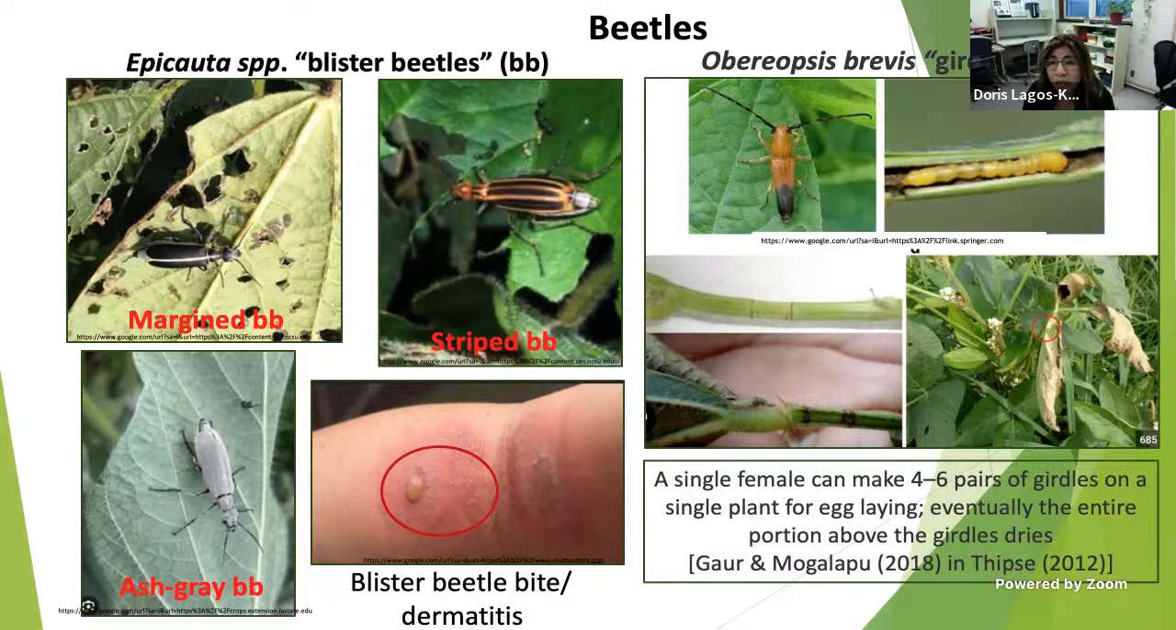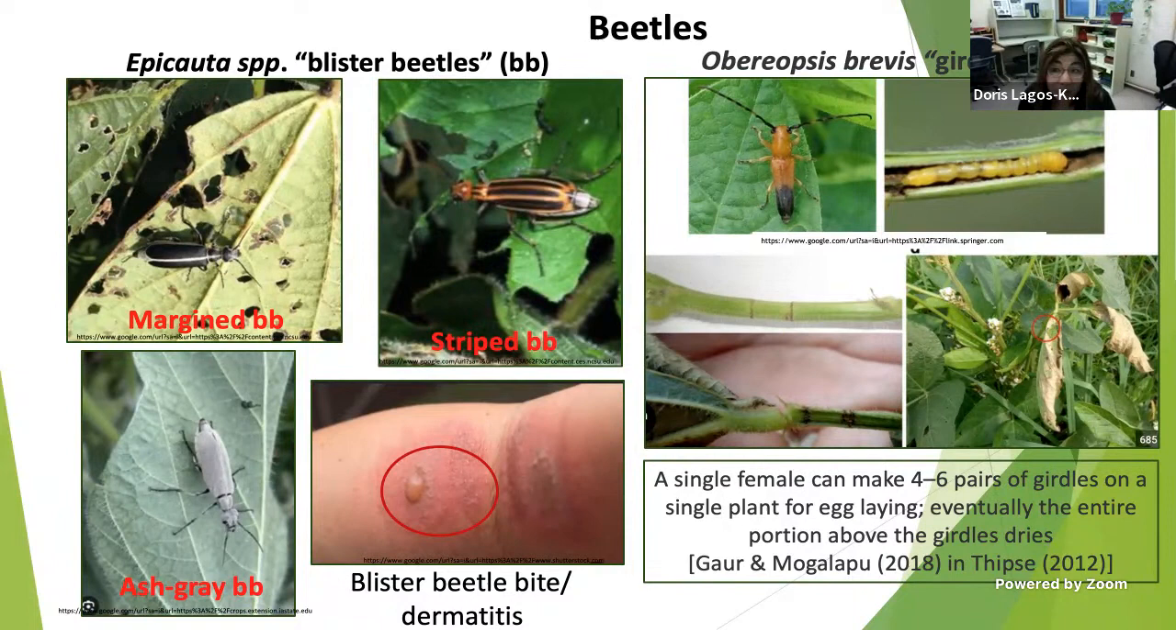I also want to talk about the girdle beetle. These beetles can damage. Let's see on my notes. So they can cause damage of about 60% of yield losses.